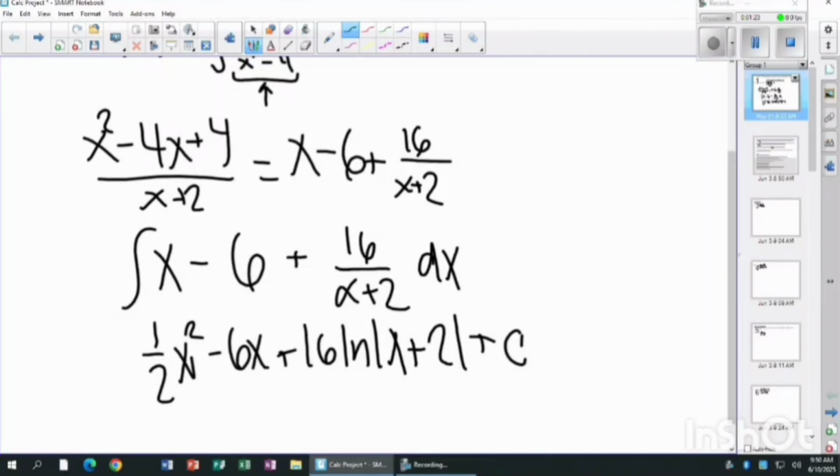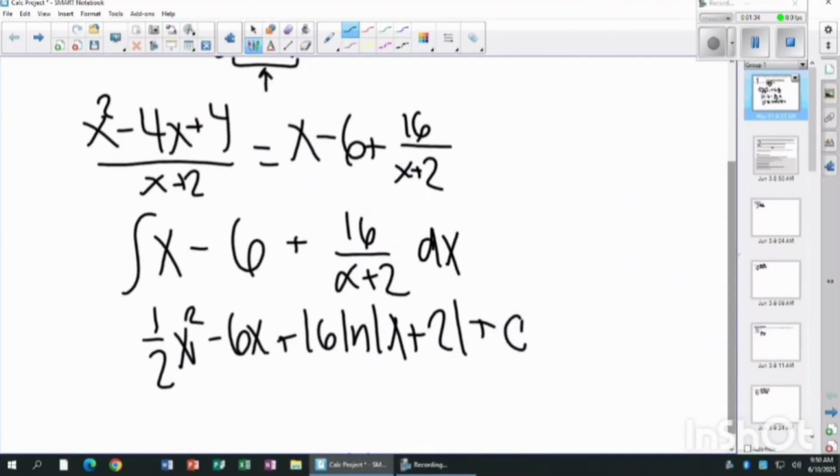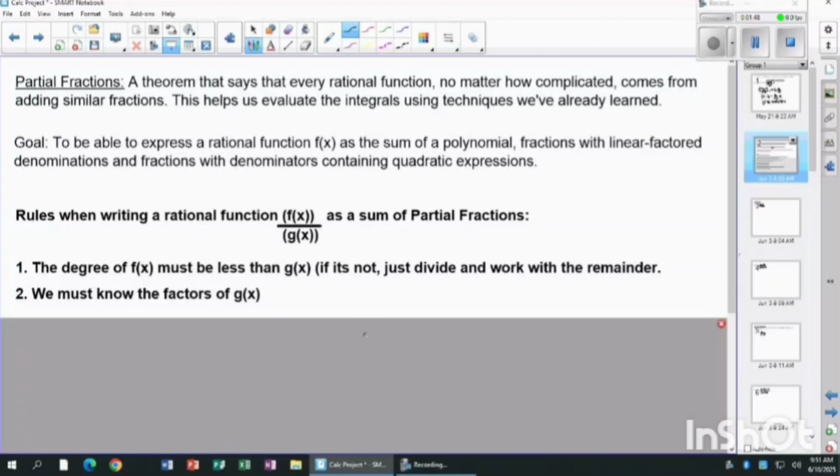So this is how we know how to solve the integral of a complex fraction, but there is a much easier way to use methods that we've learned before instead of just reducing like this. We can use partial fractions. So partial fractions is a theorem that says that every rational function, no matter how complicated, comes from adding simpler fractions. This helps us evaluate the integrals using techniques we've already learned.